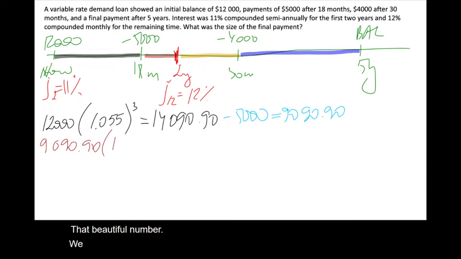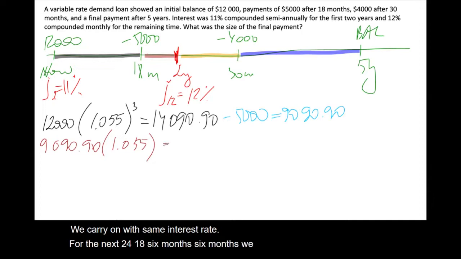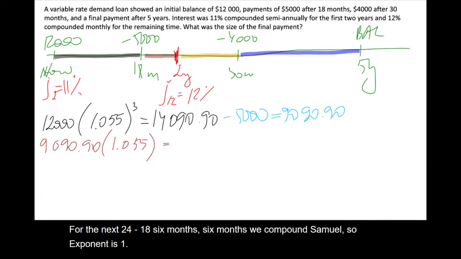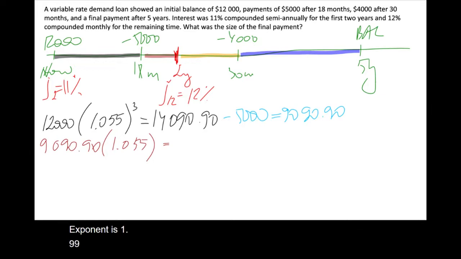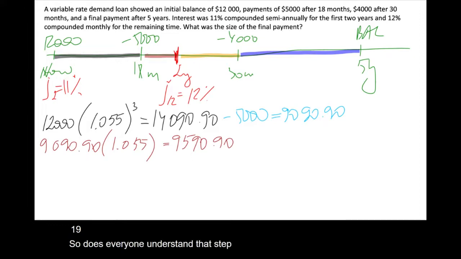We carry on with the same interest rate for the next 24 minus 18, 6 months. 6 months we compound semi-annually, so exponent is 1. So 9,090.90 times 1.055. So 9,590.90. Does everyone understand that step, guys? Okay, very good.